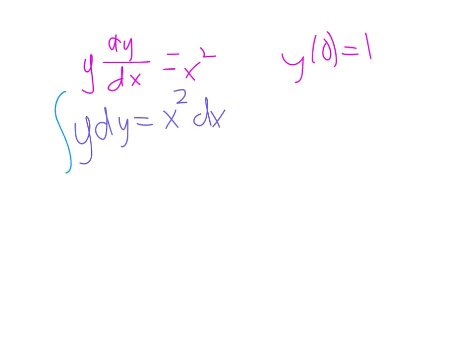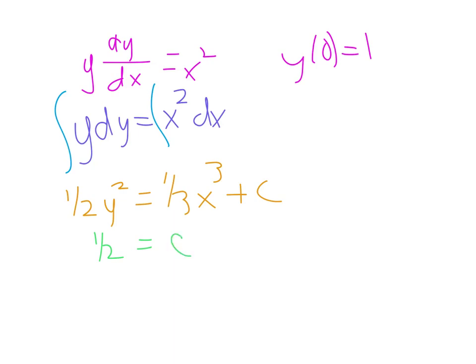So let's go ahead and integrate both sides. So that's 1/2 y squared. That's going to be 1/3 x cubed. Don't forget plus c. I like to find c whenever I can, so that looks like a good time now. 1/2 times 0 cubed is 0, so that means c is 1/2. That gives me 1/2 y squared is 1/3 x cubed plus 1/2.